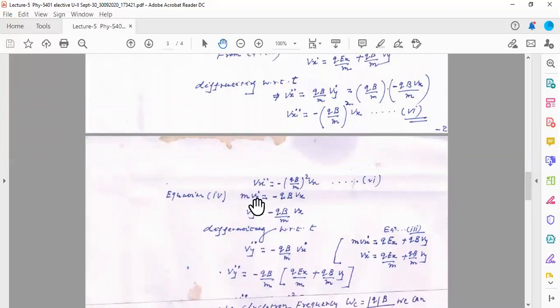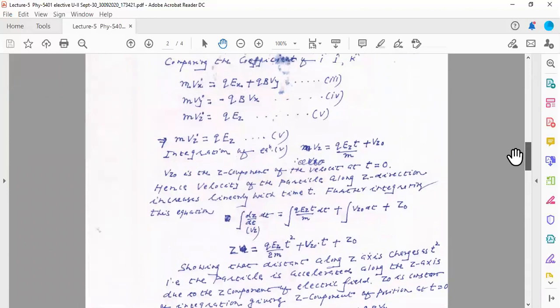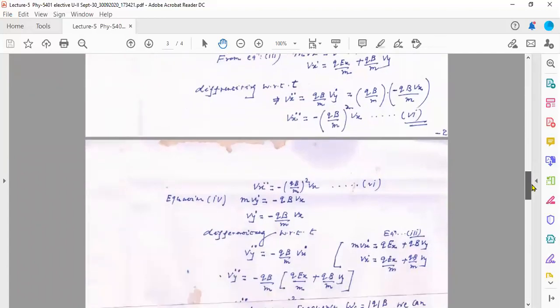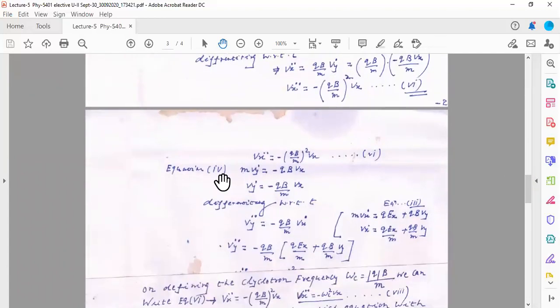You see, m Vy dot equal to minus QB Vx, because I have already calculated Vx double dot. Now I want to calculate Vy double dot. To calculate Vy double dot, I use this equation number 4, m Vy dot equal to minus QB Vx. I'm writing the same equation for your reference.